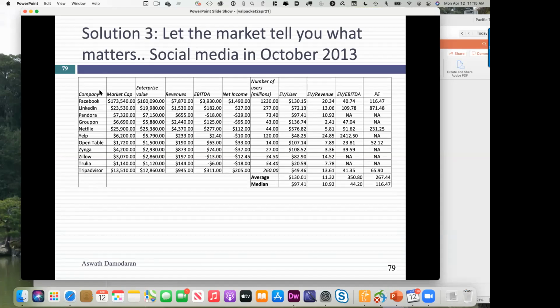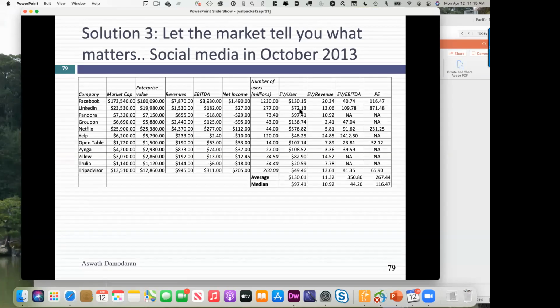I collected what were then publicly traded social media companies. You have Facebook, LinkedIn, Pandora, Groupon, Netflix, etc. I got the market cap of each company, enterprise value, revenues, EBITDA, net income. So first I wanted to get the financial numbers for these companies to see if I could explain the differences in market cap. But I also collected the number of users in millions that each company had.